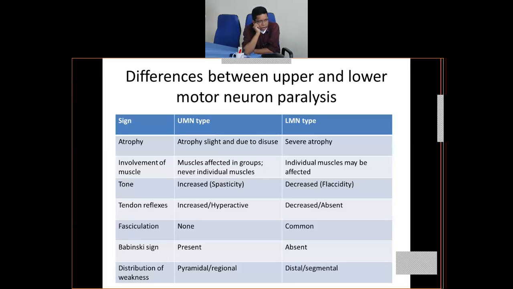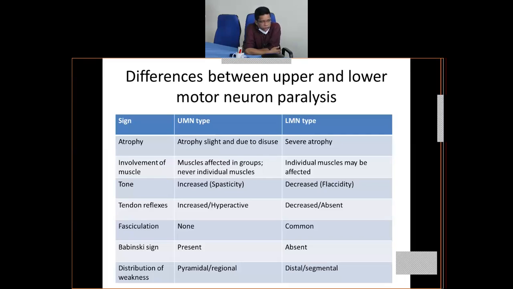So ideally, in case of absent reflexes, deal with fasciculations. Babinski sign, also known as extensor plantar, is the typical or hard sign for upper motor neuron lesions, whereas it will be normal or flexor in case of lower motor neuron lesions.